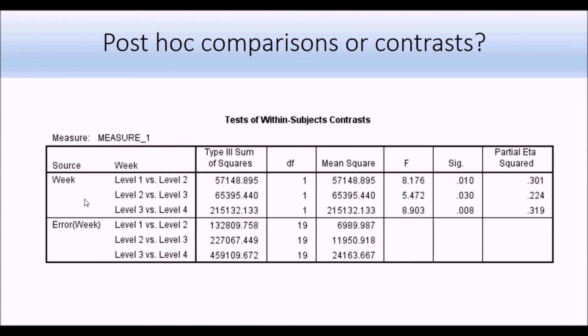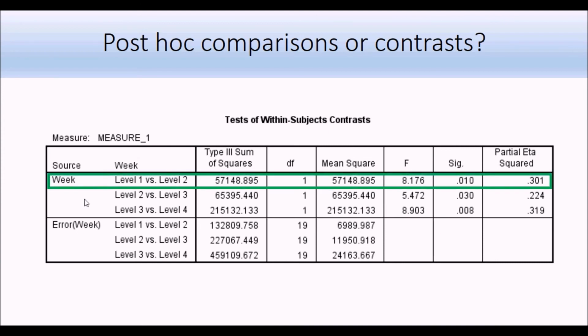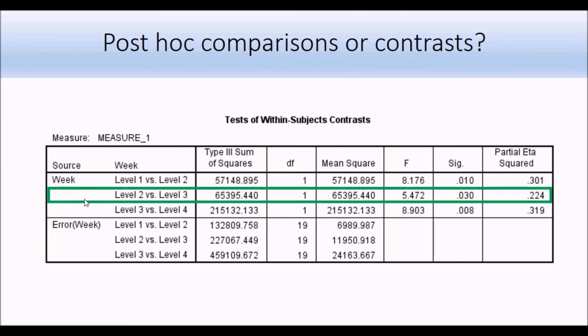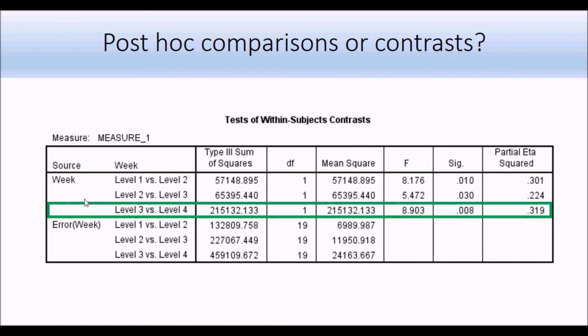So in this case, we could see whether, first of all, did the sales increase from week 1 to week 2? And we can read across the line. And now this time, the p-value is significant at 0.01. We could then compare week 2 versus week 3. Did sales increase across this period? And again, if you read across the line here, this p-value is also significant. Then finally, week 3 versus week 4. Did sales increase across this period? Yes, they did also, and this was significant at 0.008.